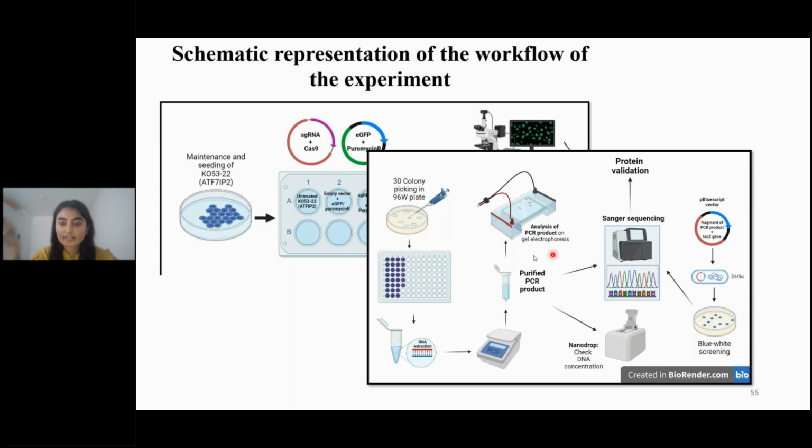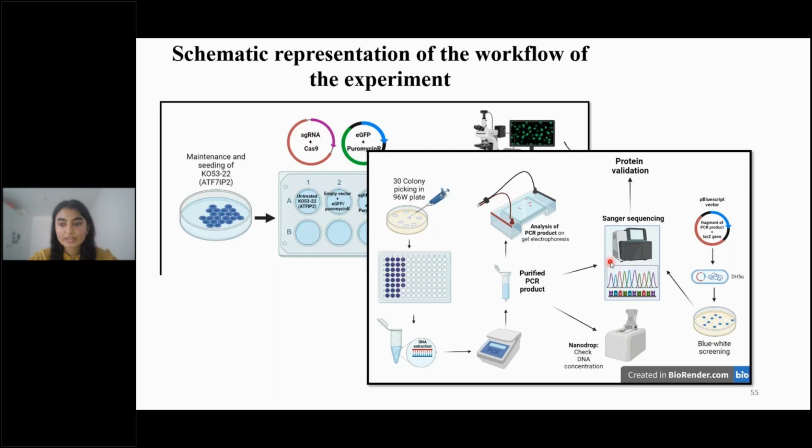Now, if the gel is fantastic and you got the bands that you want, you can send the colonies for Sanger sequencing. Simultaneously, you can also check the DNA concentration using nanodrop. For example, during my project, what happened was during Sanger sequencing I found that there is a knockout, but it is not a complete knockout. I think two colonies somehow mixed up.